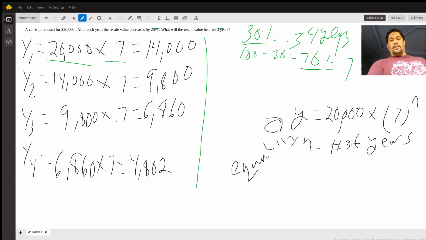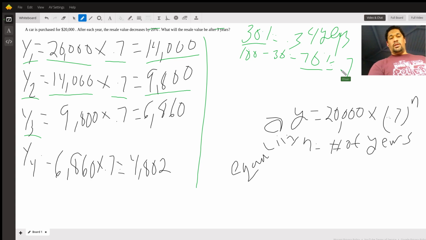So 20,000 times 0.7 for year one, we got a total of 14,000. After 1 year, the car value is at 14,000. At year two, we take that same 14,000 and again multiply by 0.7, because remember, each year it's reduced by 30%. The value is now at 9,800.